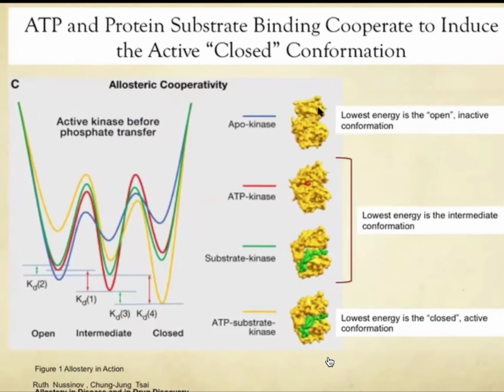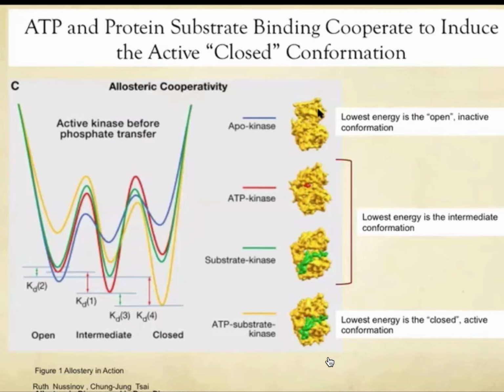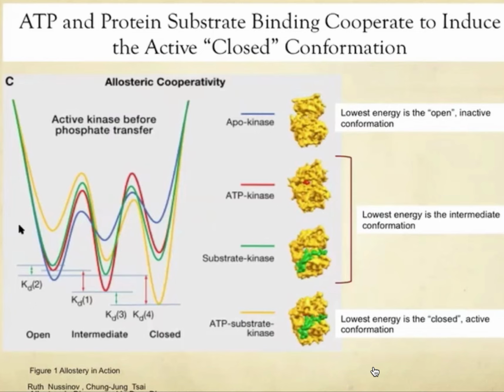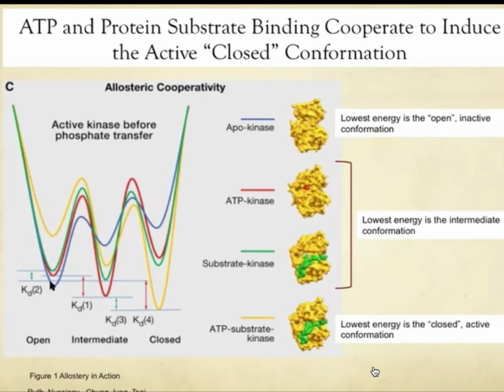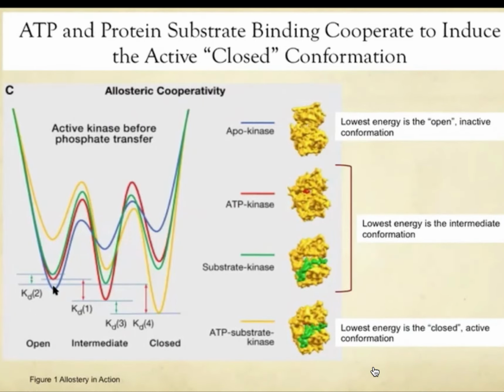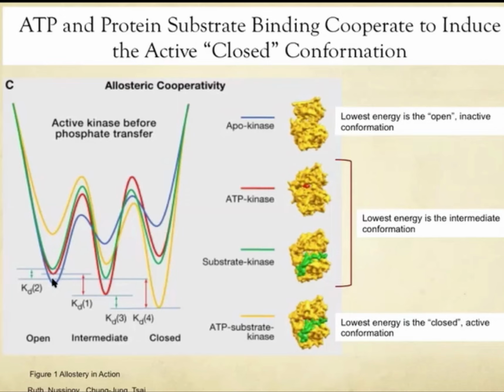So the apo form basically means nothing is bound. So it's the free kinase with no ligand bound. And so that's represented by the blue line here. And so if you follow this blue line, what it shows is the so-called open conformation has the lowest free energy, or another way of saying it is the most stable form of the enzyme thermodynamically. So what that means is most of the apo kinase is going to be in an open conformation, which happens to be inactive as a protein kinase.